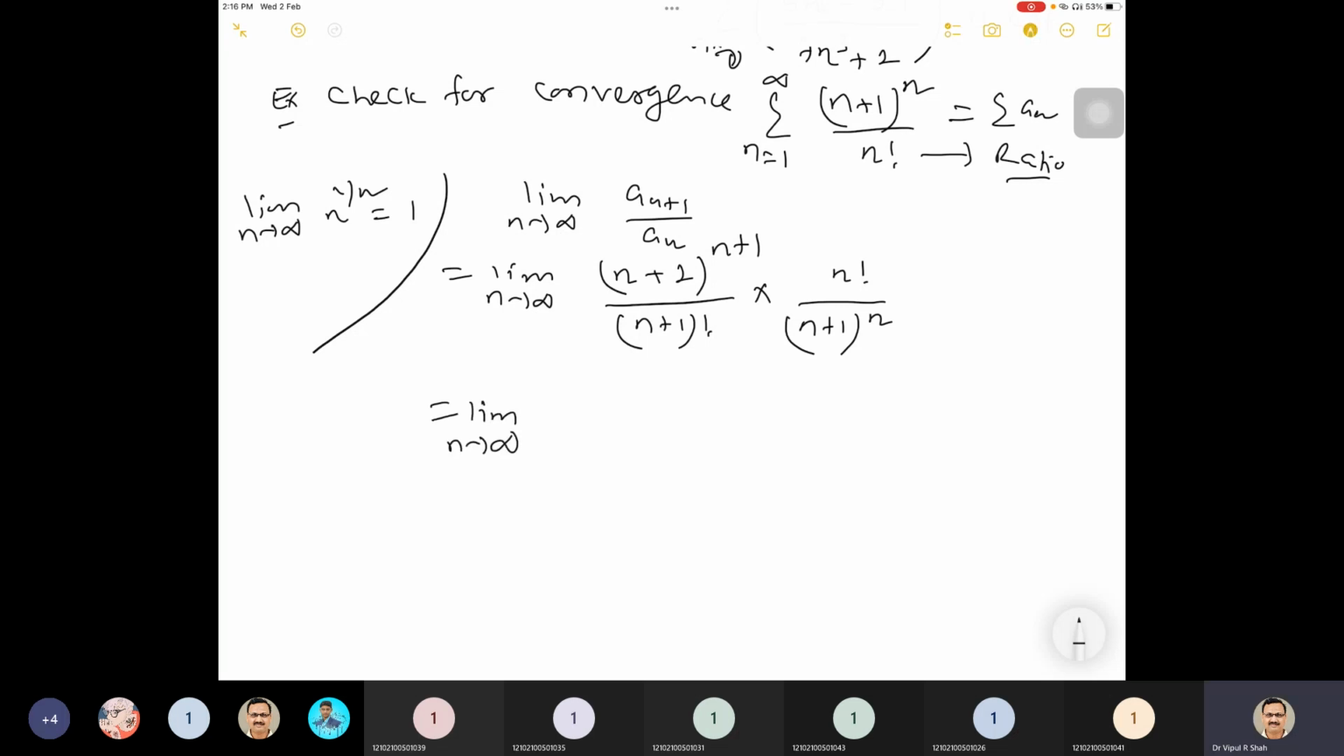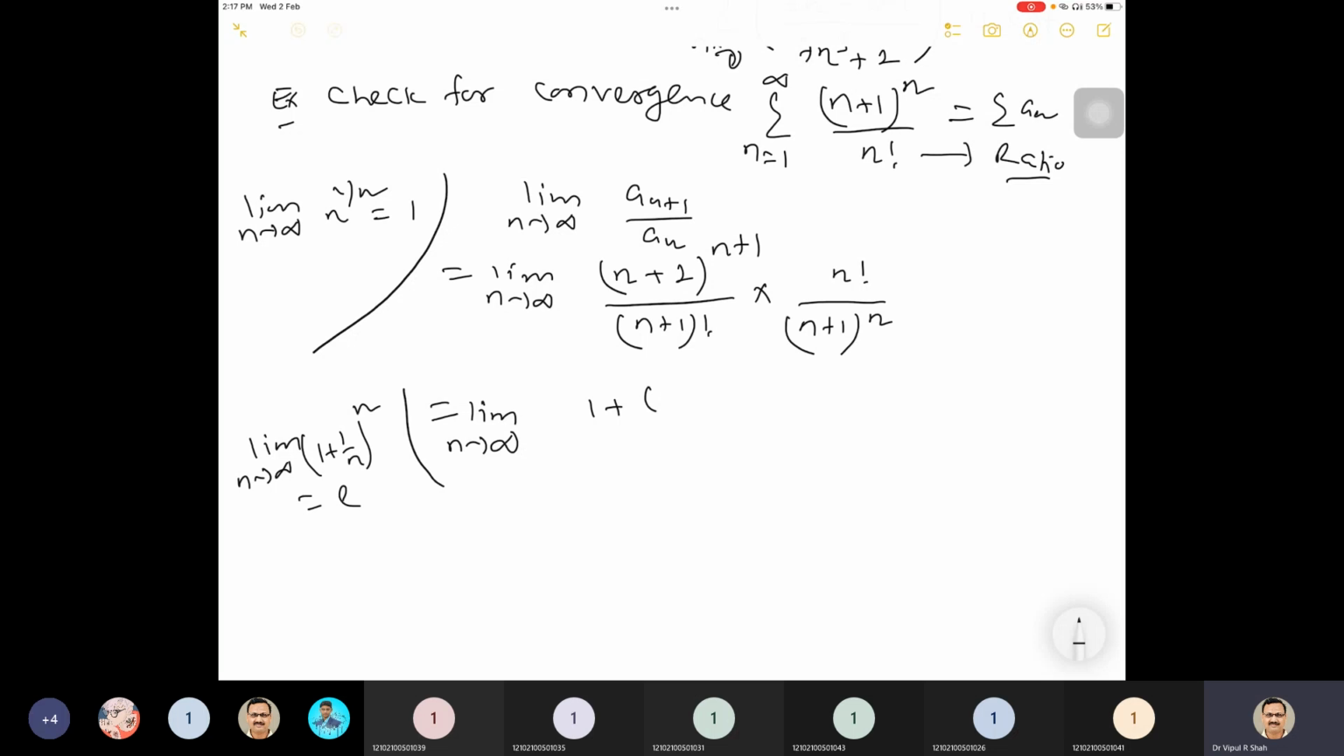So next limit n tends to infinity. Now you can do like this. See, there is one limit we can use: limit of (1 plus 1 upon n) power n. That limit is e. We are using this. Let us see how we are using it. Can I do like this?